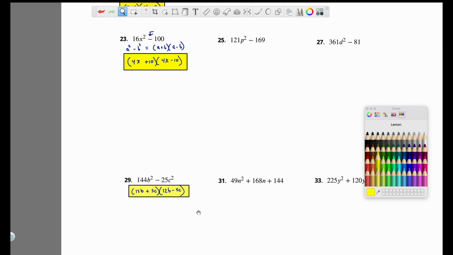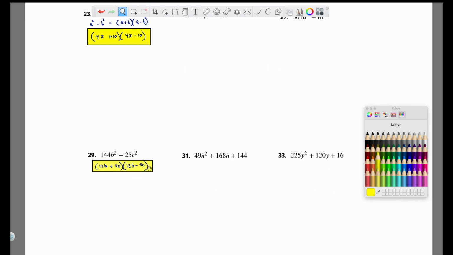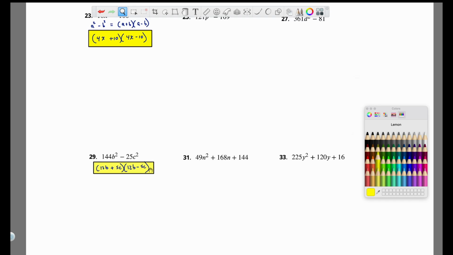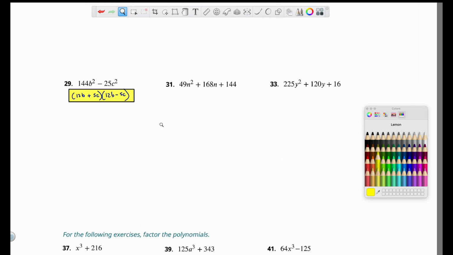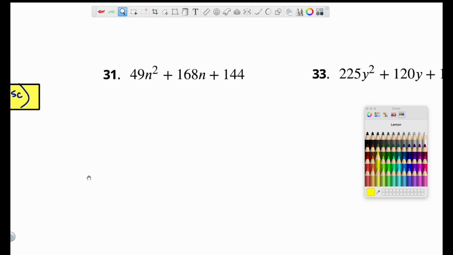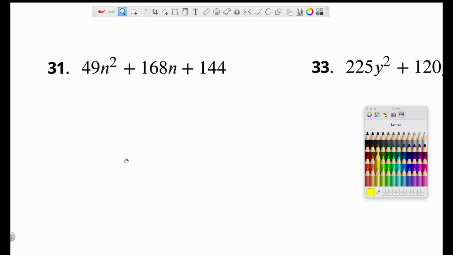Okay. So we just did two of those. These other ones here, similar. Let's see, what else do we have here? Maybe 30. One of these, I guess. I guess I'll do 31. So this one right here, 49 is a perfect square, this is a perfect square, we're adding.